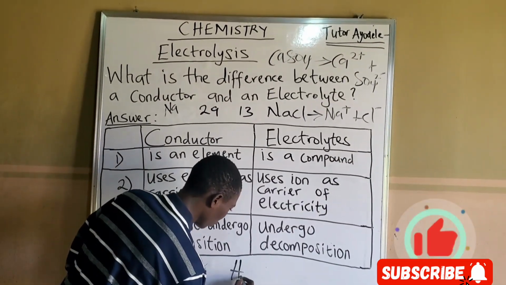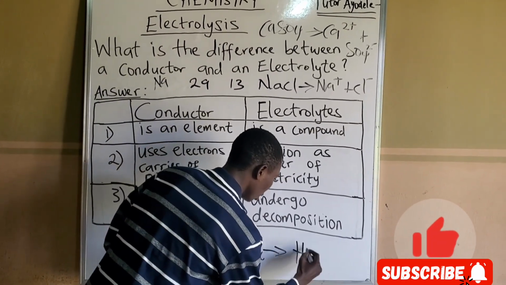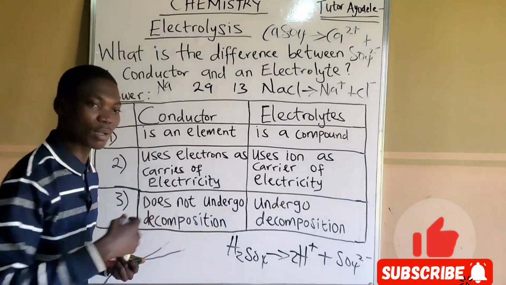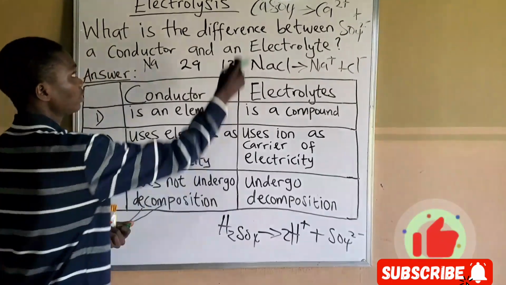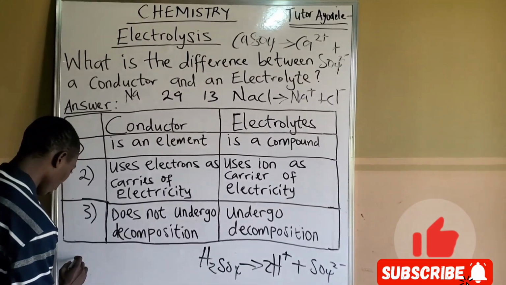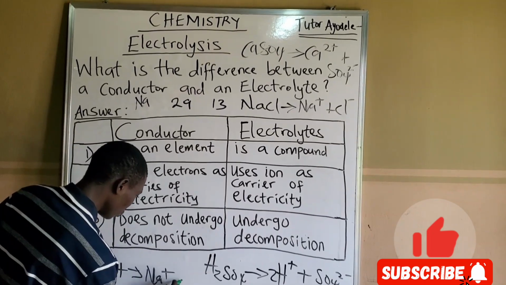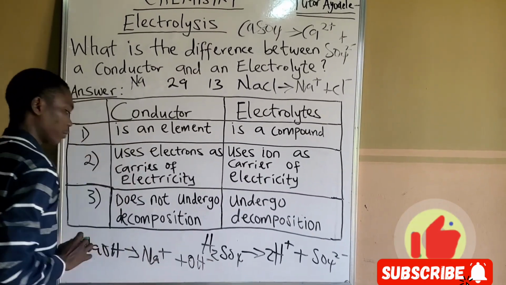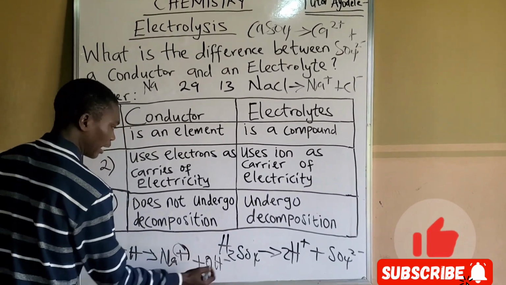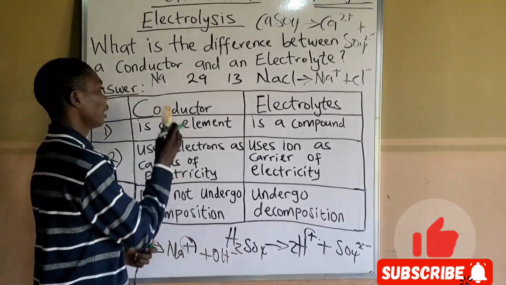Give me one acid. H2SO4. This is an acid. When it decomposes, it will give you H+ and SO4 2-. Give me another one. It may be acid, it may be base, it may be salt. This one is a salt. Give me a base. We have sodium hydroxide. When this one decomposes, it gives you sodium ion plus OH-, that is the hydroxide ion. So all these are ions. That is just the main difference between a conductor and an electrolyte.